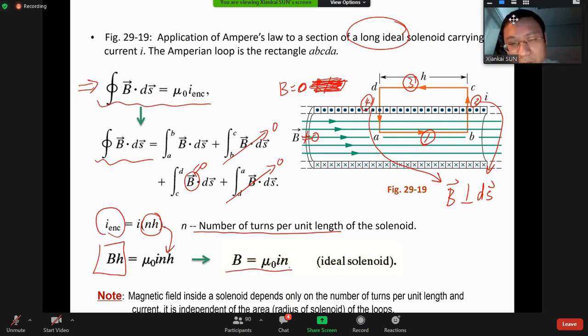You get B equal to mu naught times I times n. So that means the magnetic field inside the solenoid depends only on the number of turns per unit length and current. It is independent of the area or the radius of the loops of the solenoid. Okay? All right, so basically you need to keep this in mind: B equal to mu naught times I times n. This is the expression for an ideal solenoid. Okay, any questions?